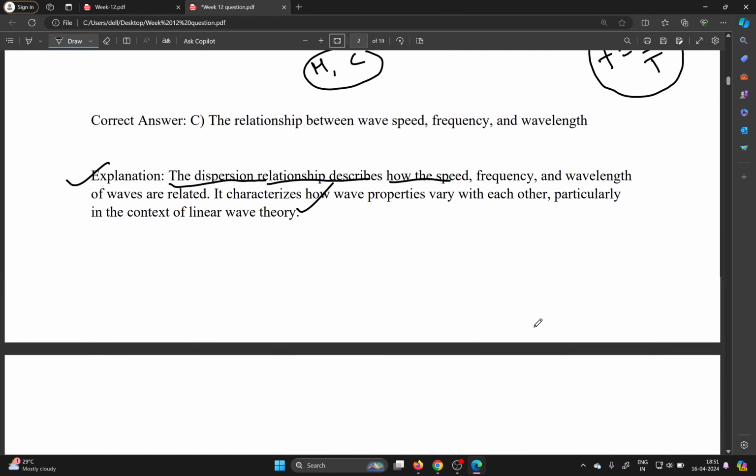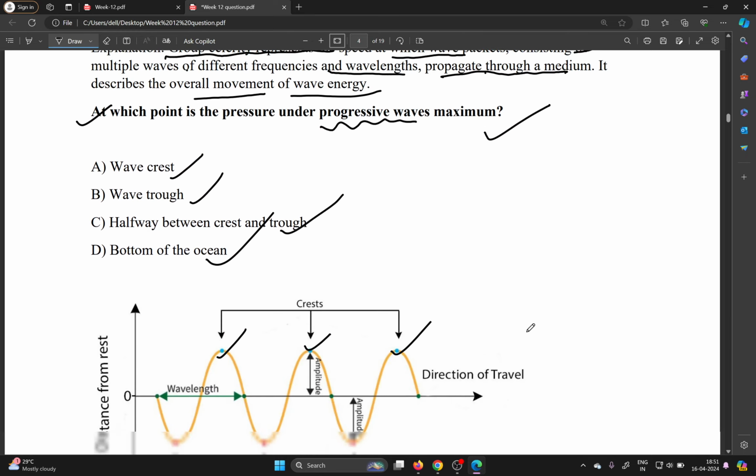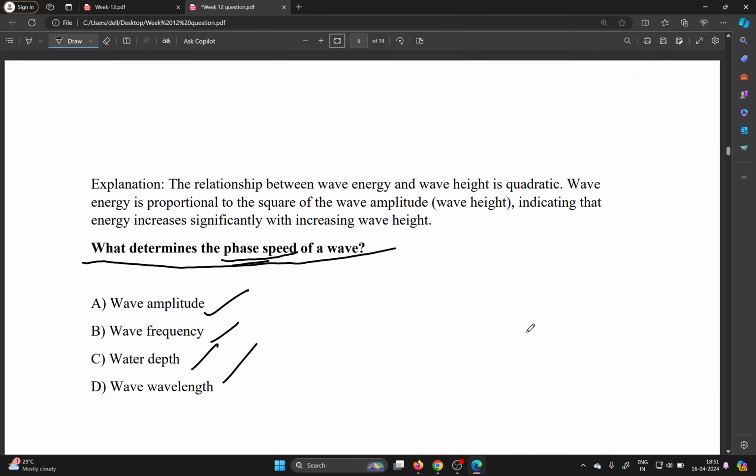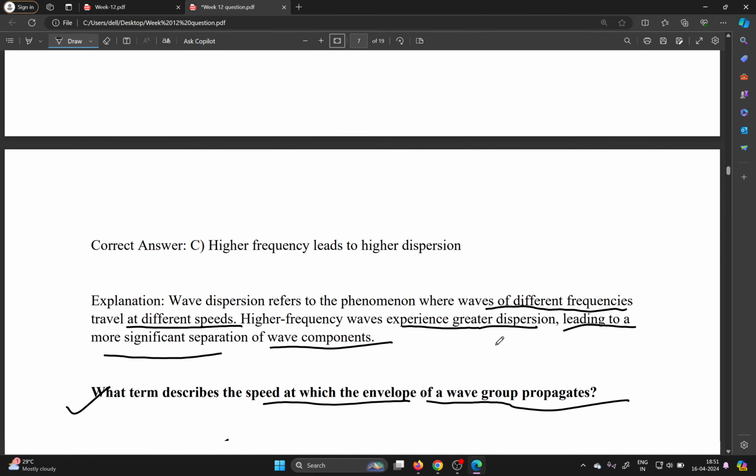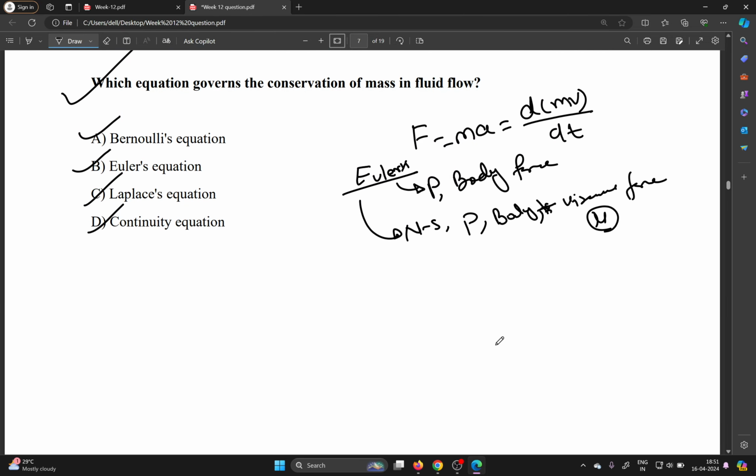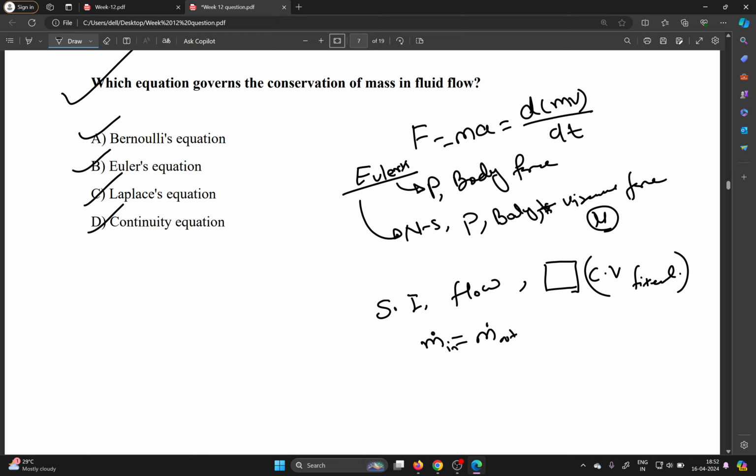So remember this. Now, moving ahead, what are the questions? Here, definitely, it is the continuity equation, but let me go to the question. Conservation of mass, for steady incompressible flow, is nothing but mass rate inflow equal to mass rate outflow, and for the derivation we consider the control volume to be fixed. If the control volume is moving or deformable, then this is not the final continuity equation.